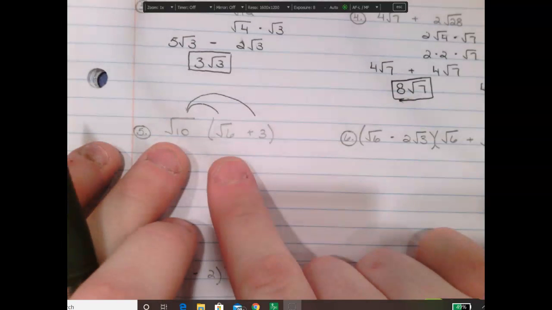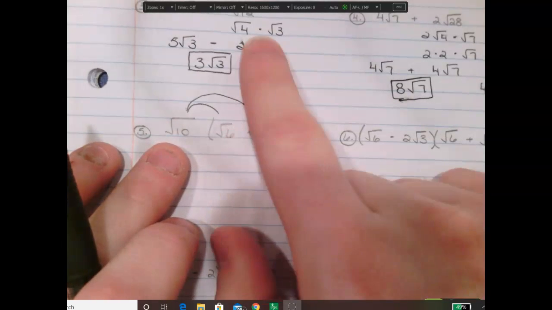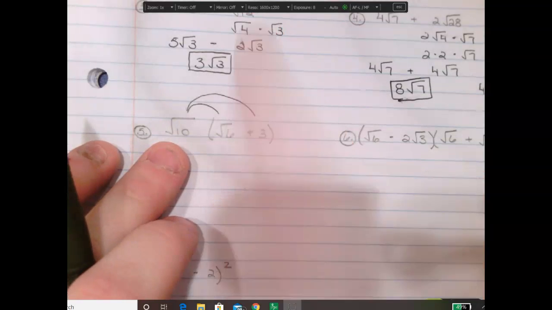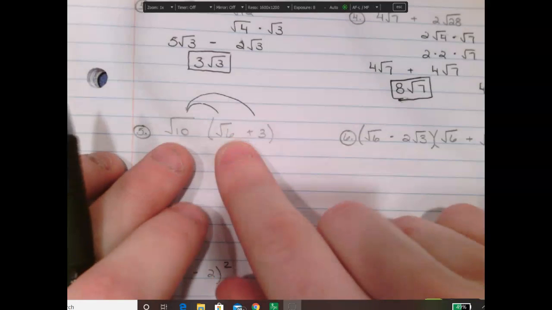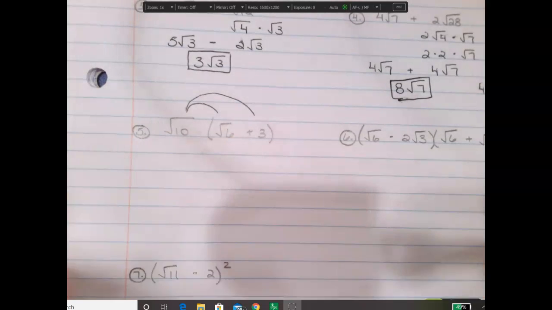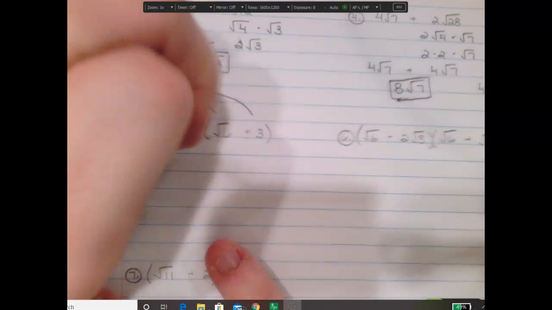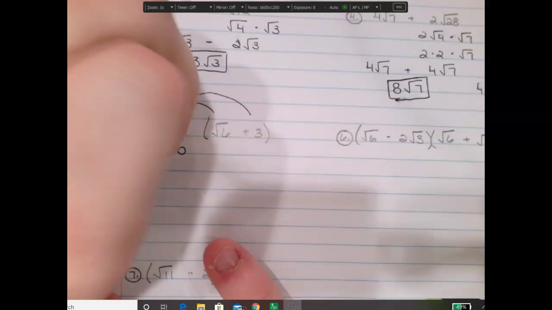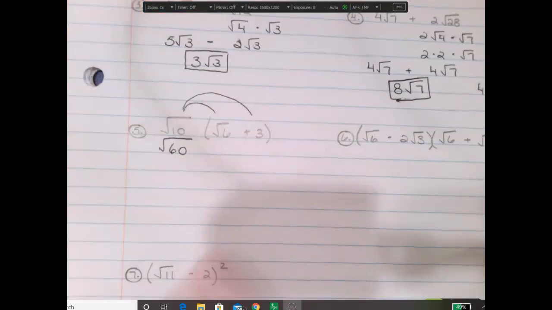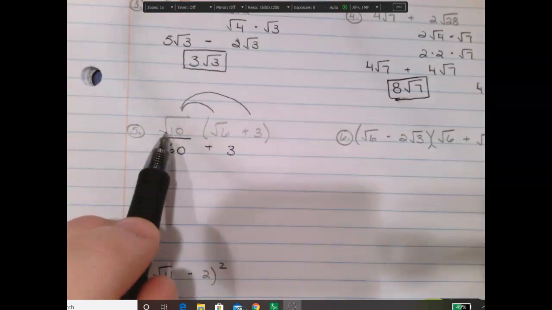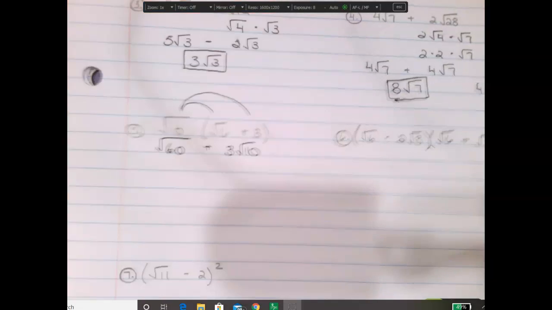Now, when I multiply 2 radicals, it's just like when I did radical 4 times radical 3 equals radical 12. You're just multiplying the numbers underneath and you're still leaving that square root symbol above them. So 10 times 6 is equal to 60, and I'm still leaving the radical with it, plus, now I've got a whole number and then a radical 10. So it's going to be 3 times radical 10.